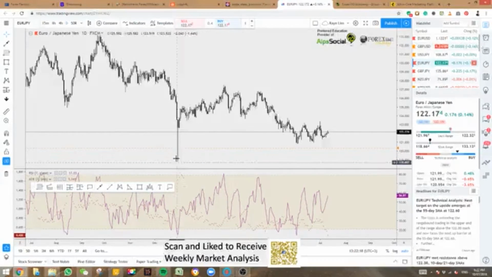So my answer to that is yes, I do consider this as a wick. I do consider this as a price itself. So the low price is over here. I will not ignore this portion. So I hope that can answer some of your questions.